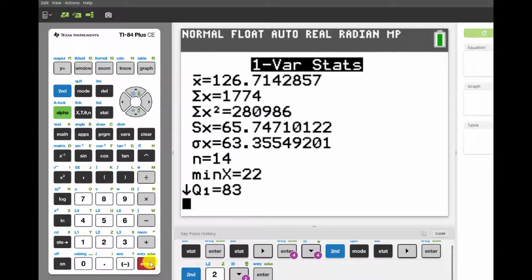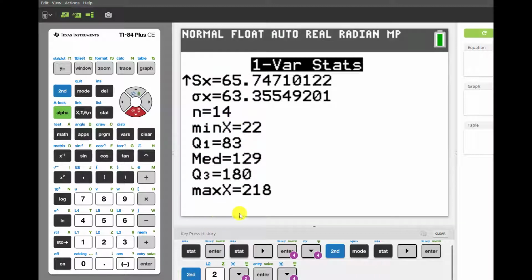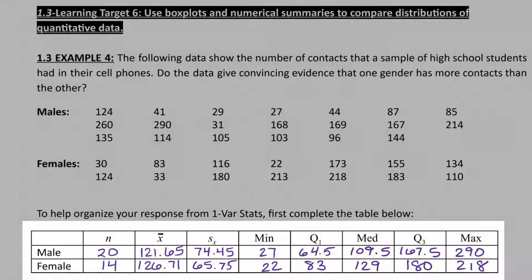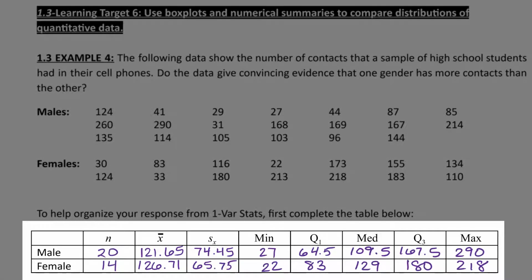Again, go ahead and copy the statistics down to complete the table. We're using our sample mean, our sample standard deviation, n is our sample size, and then as you scroll, you get your 5-number summary. So take a moment and make sure you've got all of the right statistics filled out for your male and female data, and then we're going to move on to construct parallel box plots.